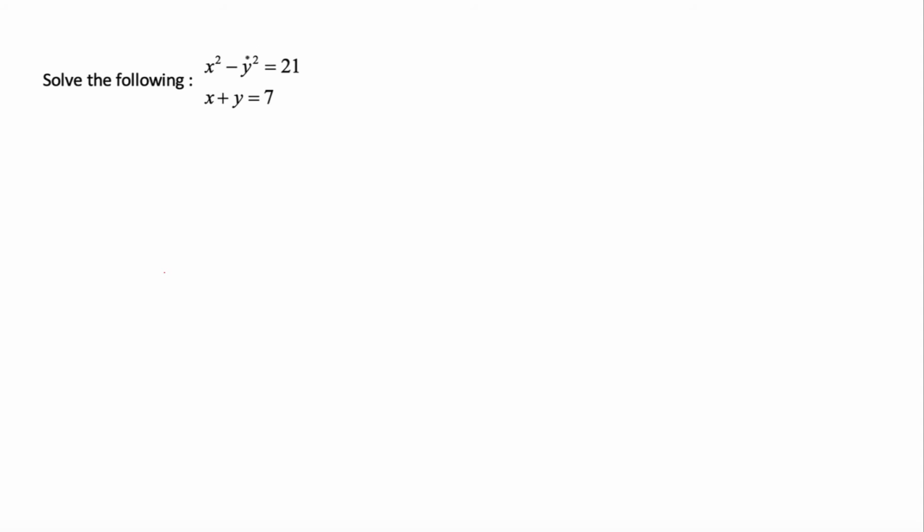Okay, so how are we going to solve this? We can use either elimination or substitution, and in this case, if we solve this one for x, let's set x equals 7 minus y. And by doing so, if x is equal to 7 minus y, we should be able to plug that into the other equation. So x squared minus y squared equals 21. But what should we put in the place of the x here? We should put the expression that we just found, right?